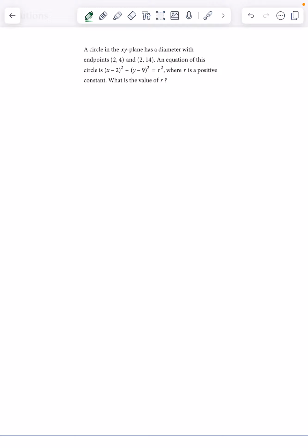Okay, let us solve this question. The circle equation is provided as (x minus 2) whole square plus (y minus 9) whole square is r square, where r is the radius. So from the circle equation we know that (2, 9) is the center of the circle.